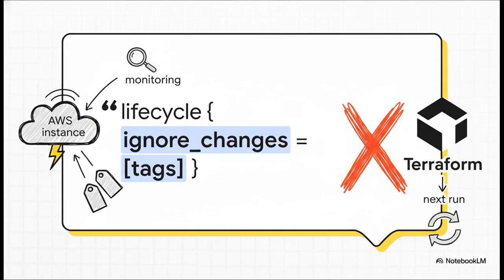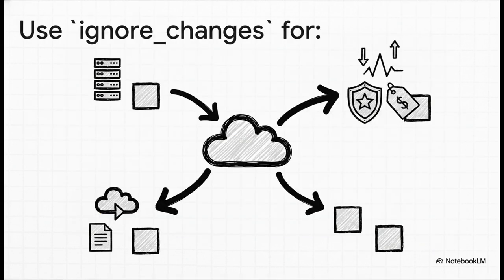So in this example, we're telling Terraform to just ignore any changes that happen to the tags of an AWS instance. This means if your ops team adds a temporary tag for monitoring or something, Terraform won't just come along and wipe it out on the next apply. This is so useful for things like auto-scaling groups that change instance counts, or tags that are managed by a separate security tool, or even some of that metadata that your cloud provider adds automatically. It basically lets Terraform play nicely with others.